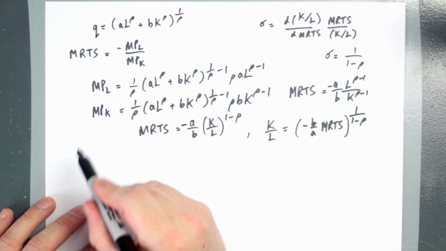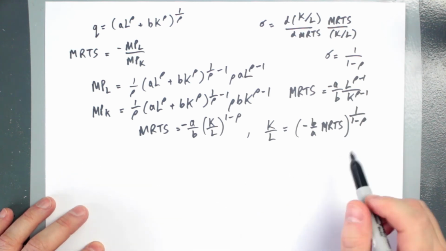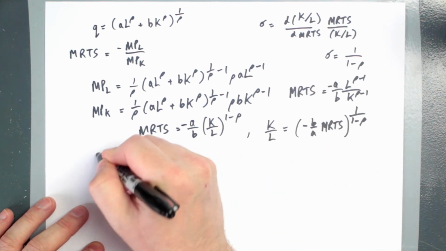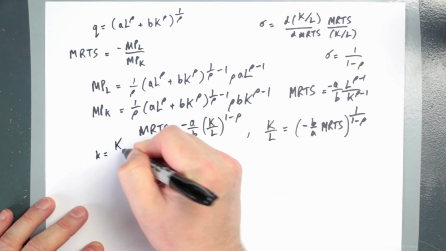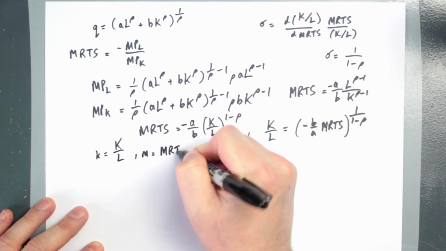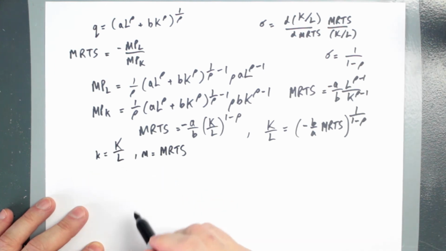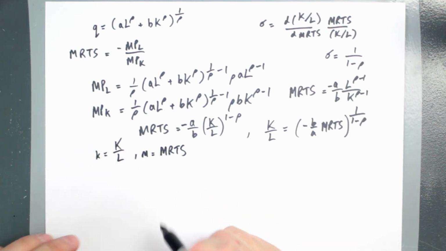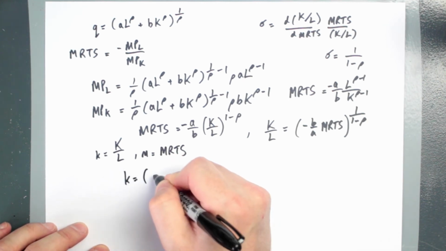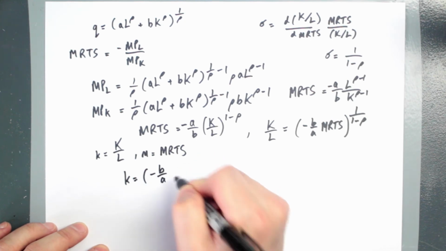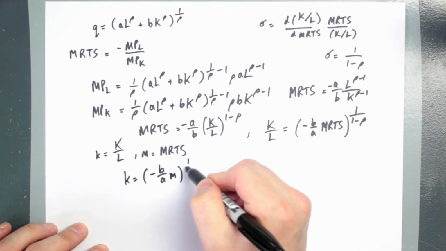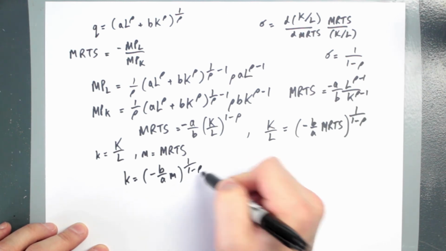Now, because we'll do lots of steps next, it might be easier to rewrite this. Let small k be K over L, and we'll write small m for MRTS. I'm just relabeling these variables, not doing anything fancy here. We would get little k is equal to minus B over A multiplied by little m, all to the power 1 over 1 minus rho.